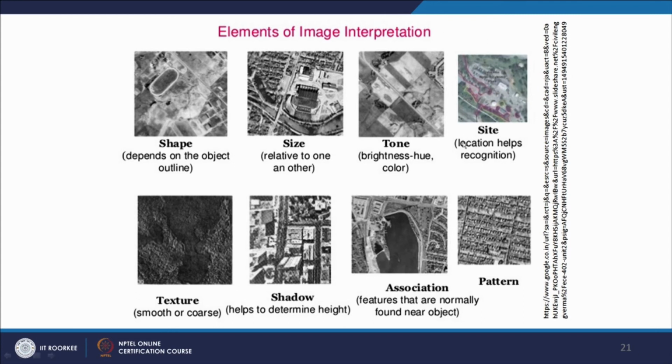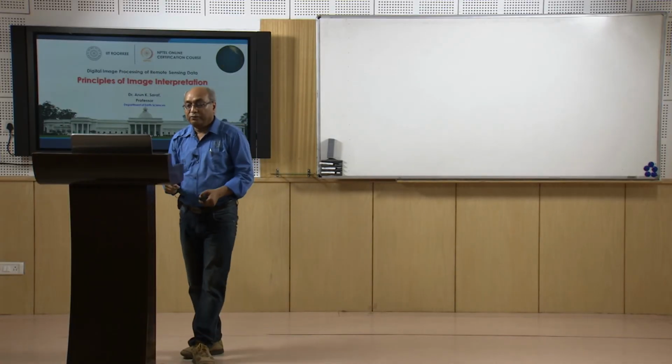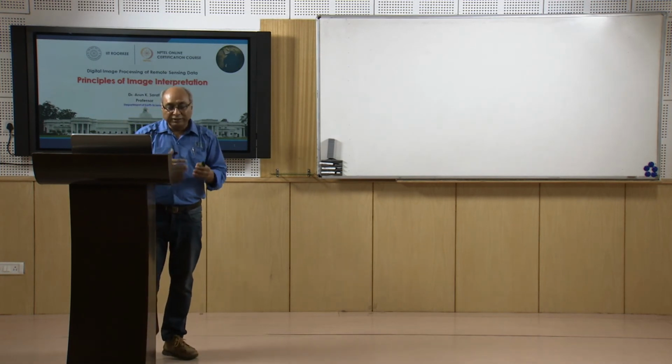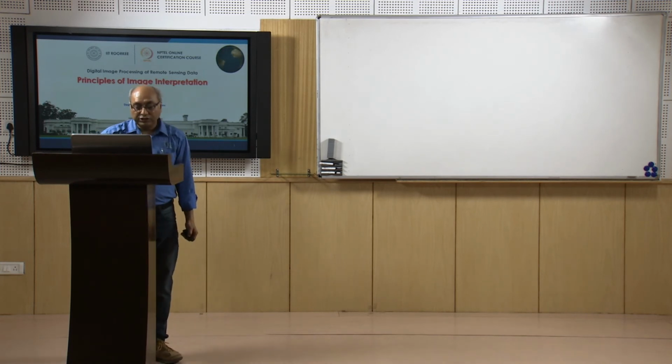Then site, location helps recognition, where it is located. So a sand body will be located along a large water body. So that is the site. Now texture: a dense forest, a conifer forest and a deciduous forest will have different textures. So we can identify. Similarly for agricultural lands or agricultural fields, different crops will have different textures, and based on that we can identify different features there.